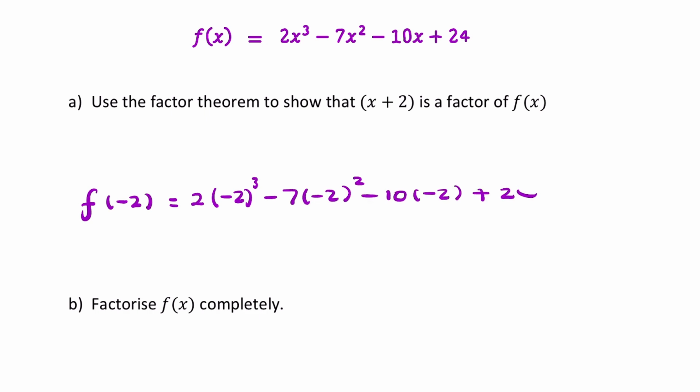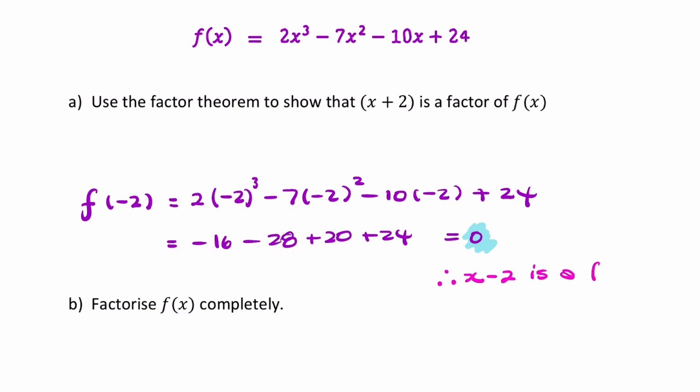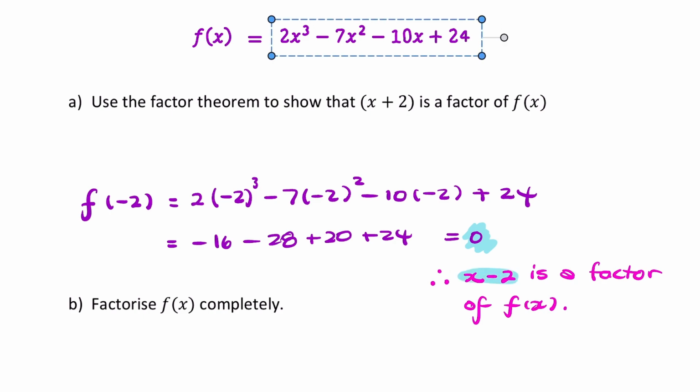you'll end up with minus 16 minus 28 plus 20 plus 24. And you can calculate that and you end up with 0. So that's what we were looking for. We were looking for 0. Now we know that it is 0. We can say, therefore, x minus 2 is a factor of f of x. So I think I should have said x plus 2. So x plus 2 is a factor.